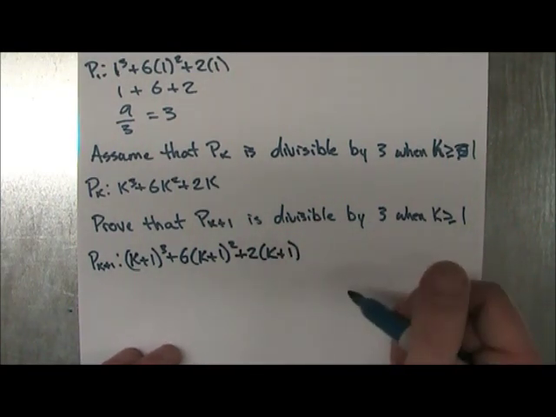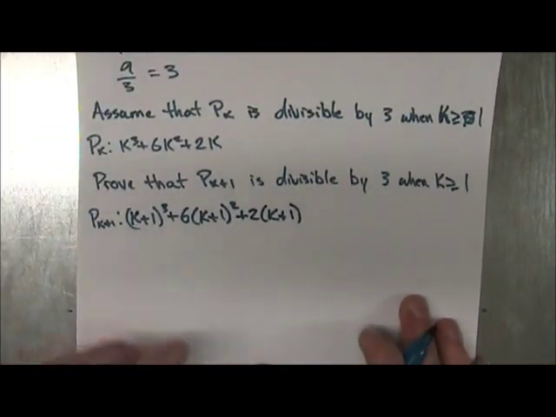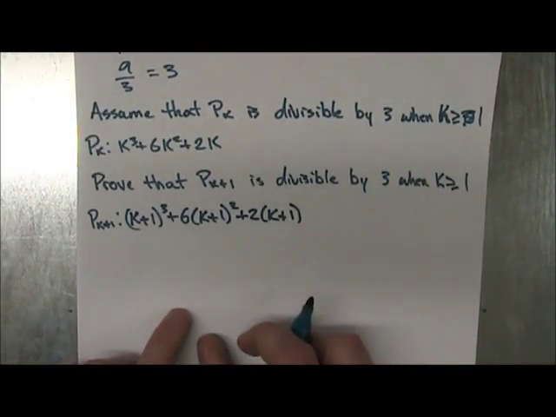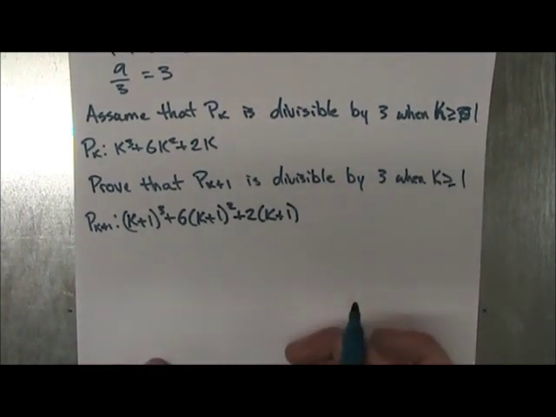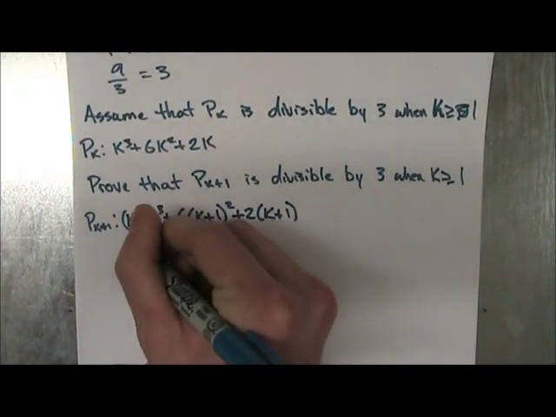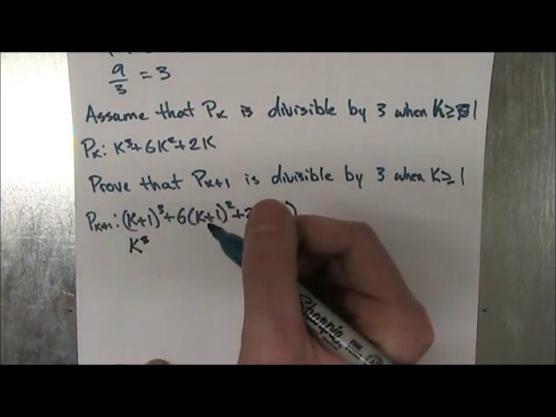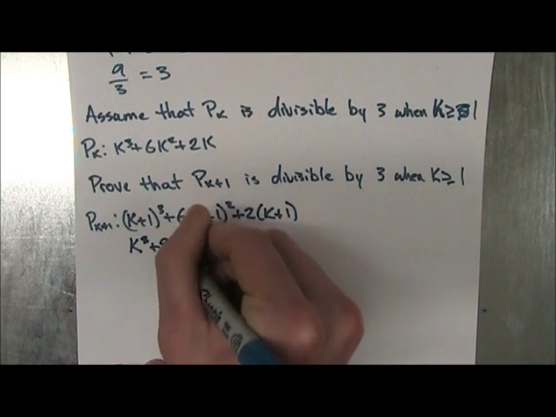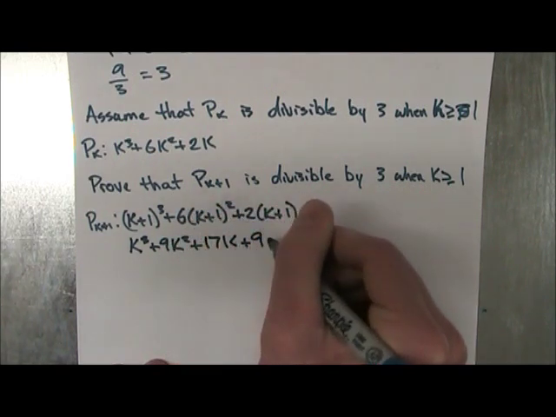I think it's pretty clear where we have to go from here. We have to develop this and multiply everything together. I'm not going to do it all by hand. I wrote it on a separate piece of paper, so I'm just going to write out the answer. You can take my word for it, or try it yourself and see if you get the same thing. When you multiply everything together and add it all up, you get k cubed plus 9k squared plus 17k plus 9.